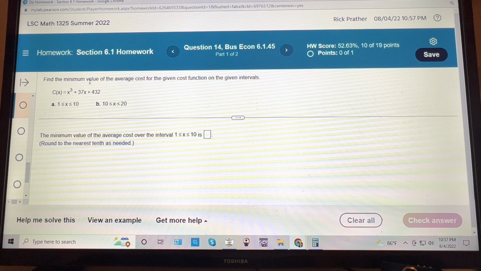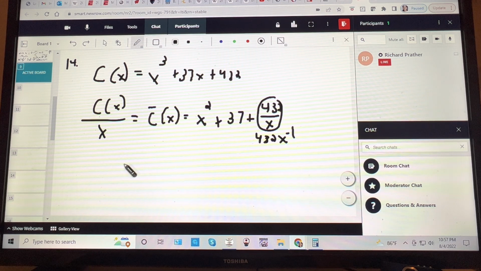So the minimum value, we're guaranteed to get it because we have a closed interval here. There's going to be definitely an absolute minimum, and definitely an absolute maximum. And for the first part, A just wants from 1 to 10, the minimum value of the average cost. So I need to do the derivative of the average cost to find any critical numbers in there.